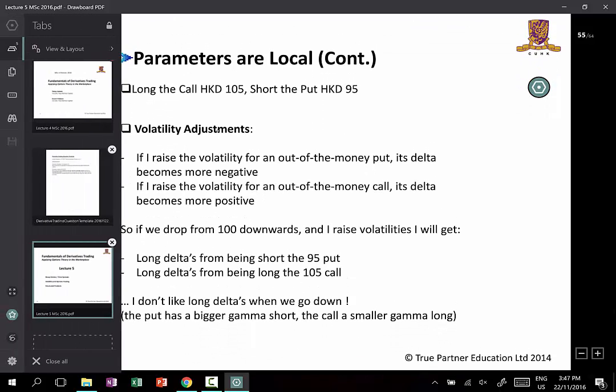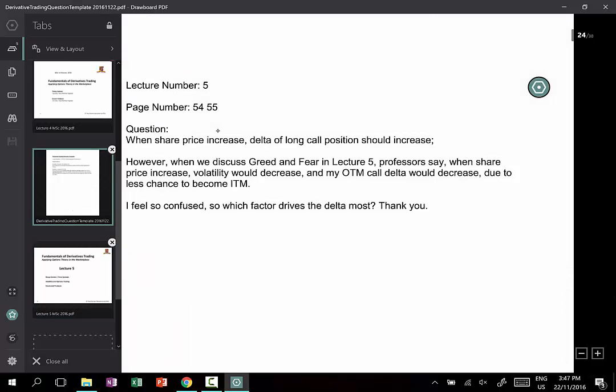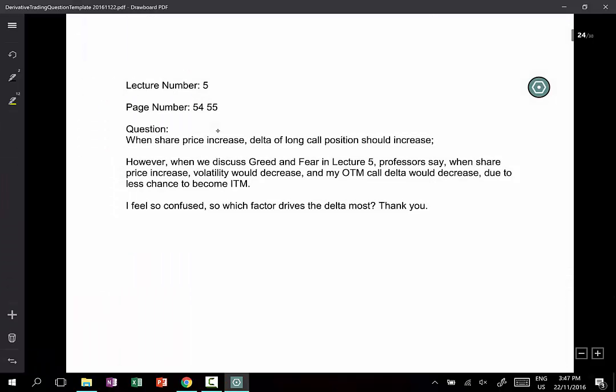Okay, the question is as follows. The professor says that when the share price increases, volatility would decrease, and so my out-of-the-money call's delta should go down. But earlier it says that when the share price increases, the delta of a long position should increase. So these two seem to contradict each other.